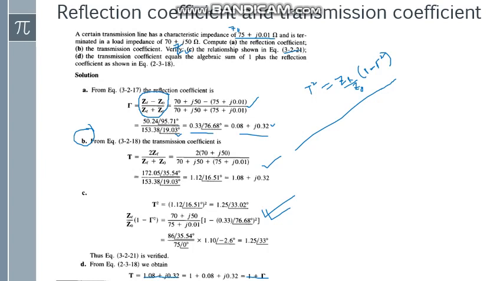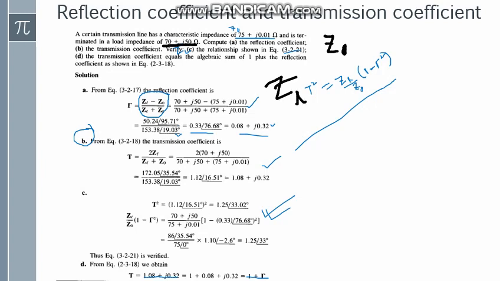A certain transmission line has characteristic impedance of 75 plus j0.001 ohms. That is the characteristic impedance, that means that is the value of Z0. I have to note it. And it's terminated in the load impedance, that means 70 plus j50 ohm. That is known as the ZL.